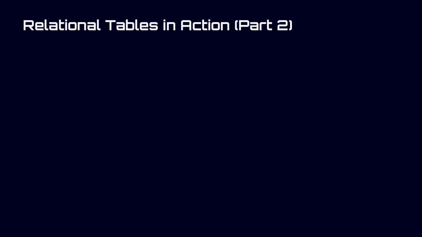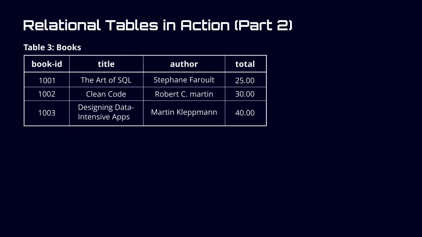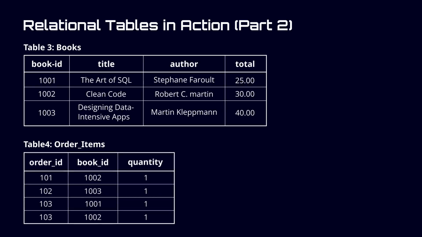Now let's look at two more tables, books and order items. The books table stores details about each book, including its unique book ID, title, author, and price. The order items table connects specific books to specific orders. It's what we call a junction table. This table contains two foreign keys: order ID, which links to the order, and book ID, which links to the book being purchased. It also includes a quantity column, which tells us how many copies of each book were ordered.